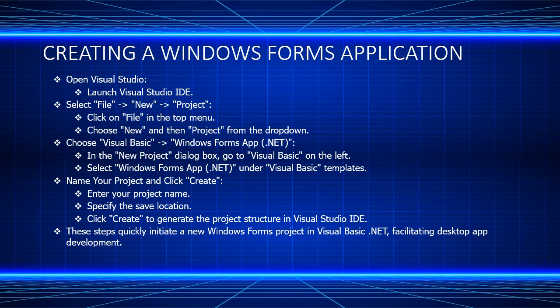Choose Visual Basic, Windows Forms App.NET. In the New Project dialog box, locate Visual Basic in the left pane. Under Visual Basic, select Windows Forms App.NET from the available templates. Name your project and click Create. Enter a name for your Windows Forms application in the name field. Choose the location where you want to save your project. Finally, click on the Create button to generate the project structure and open it in the Visual Studio IDE.